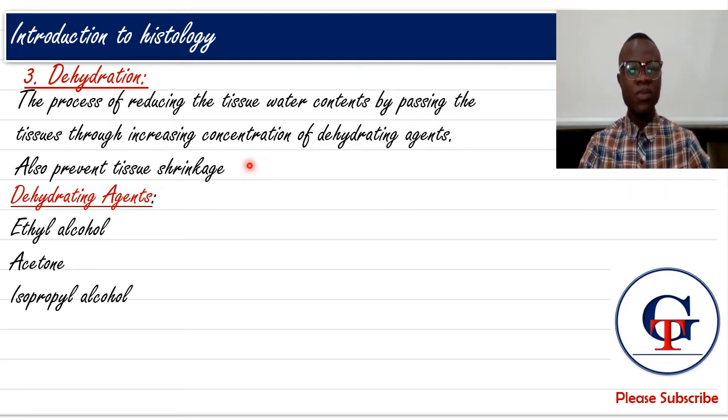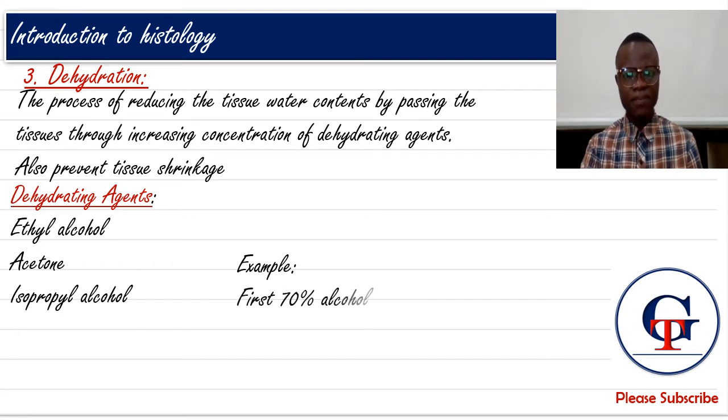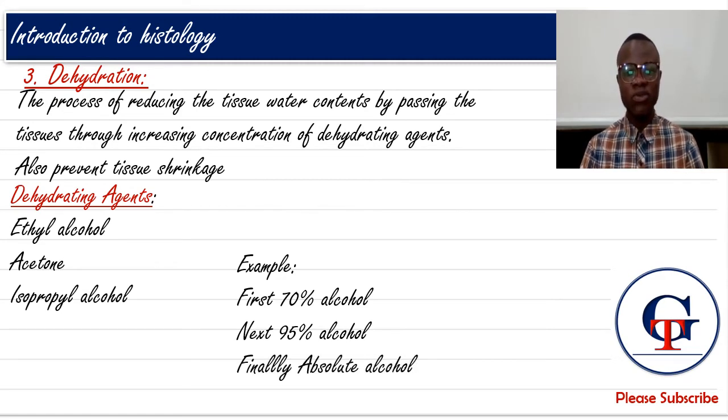So this is usually accomplished by passing the tissue through an increasing concentration of dehydrating agents. And the most common dehydrating agents that are used, we have ethyl alcohol, we have the acetone, and the isopropyl alcohol. So for example, what I'm stating is, we have our tissue. After carrying on the process of fixation, we then pass our tissue through 70% alcohol. Next, we have our tissue pass through 90 or 95% alcohol. And finally, we pass our tissue through an absolute alcohol. So these are just basic steps that are carried out to help us in the process of preparing our tissue.